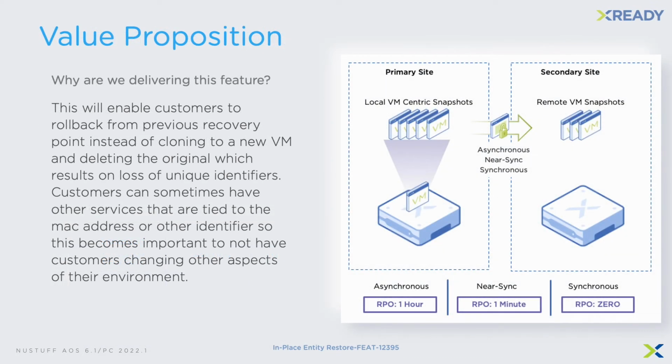The value proposition for this feature is really around customers who can have services that are tied to some sort of unique identifier, whether it's the MAC address or the VM UUID that's a part of either a workflow or something else. So this feature becomes really important for them, where they can essentially retain those unique identifiers as a part of the restore process.